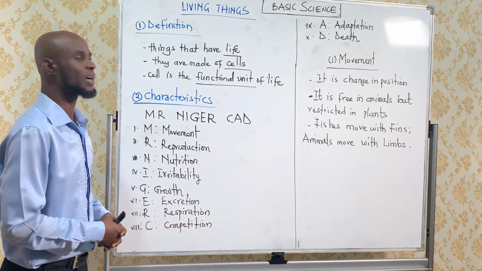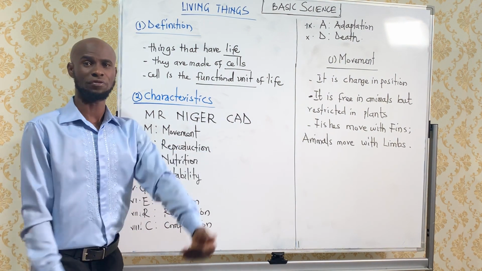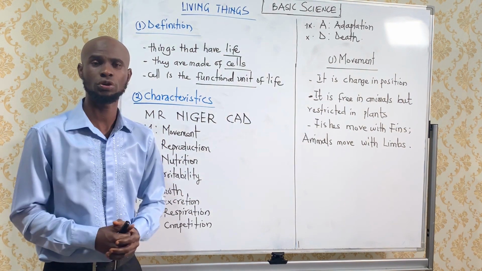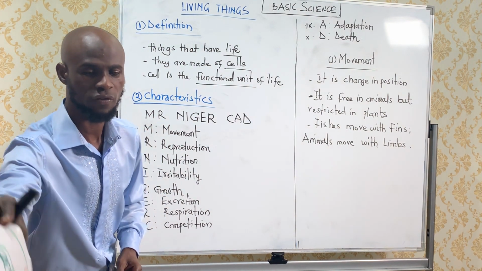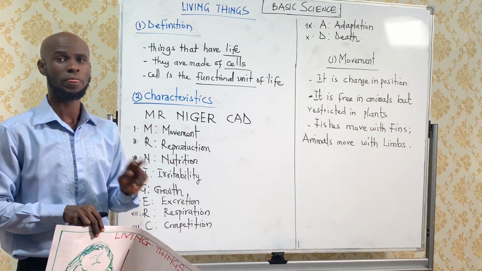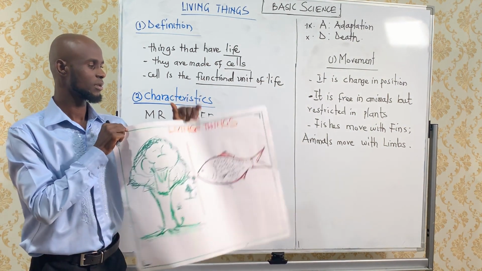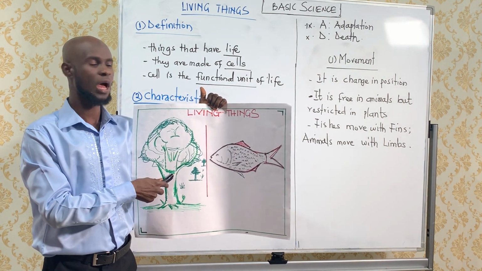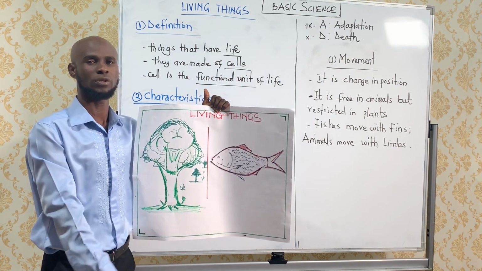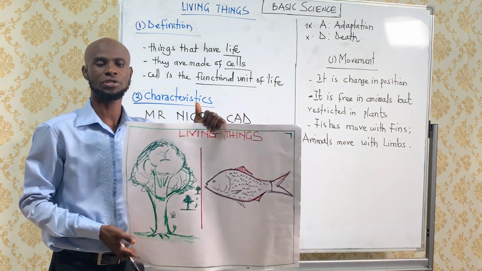Living things have characteristics. We cannot define life, but we can define the characteristics of living things. Before that, let me show you the examples of living things. Majorly, the scientists categorize the living things as two. We have the plants, you can see the plants here, and we have the animal. The animal here is the fish.